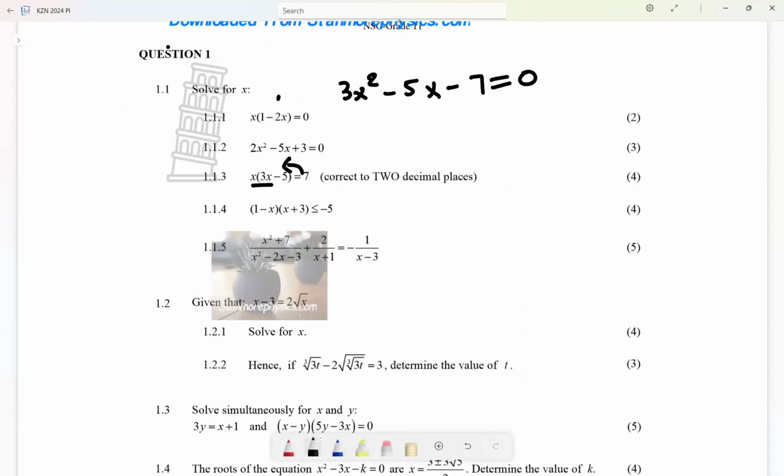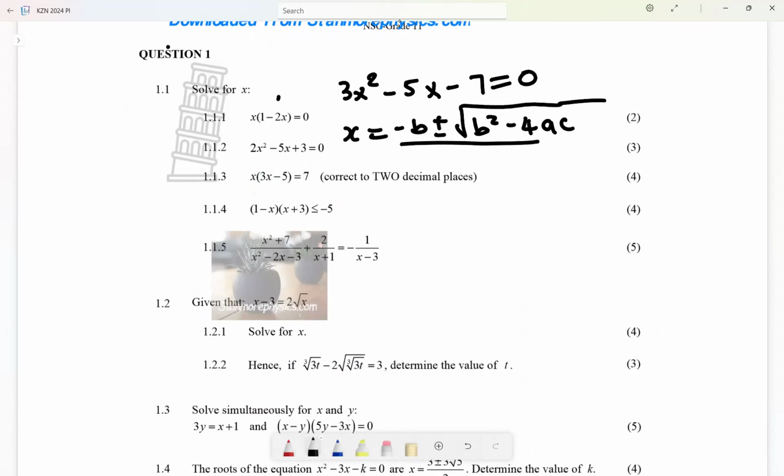Therefore, remember they told me I should correct this to 2 decimal places. So it means now I can say x is equal to negative b plus or minus the square root of b squared minus 4ac, divided by 2a. Now x is equal to negative b. Remember, this is a, this is b. b is negative 5. c is negative 7. So I can be in a position of substituting and saying now this is what?